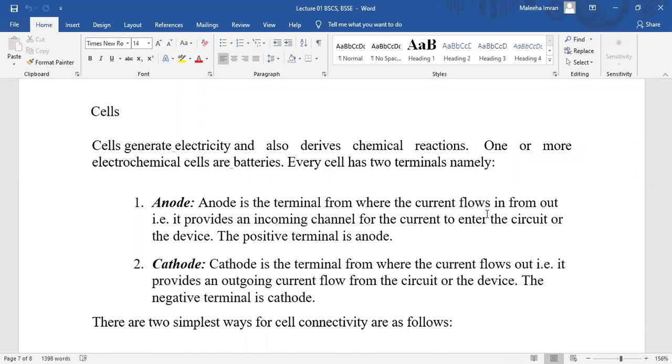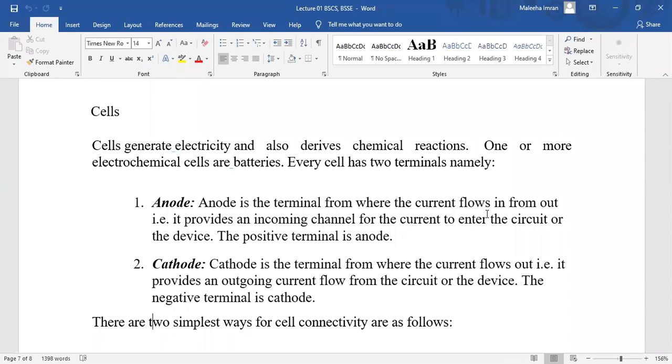Here in cells, the chemical energy is converted into electrical energy. And this means that inside any cell we have two terminals. One of the terminals is known as the anode and the other terminal is known as the cathode.